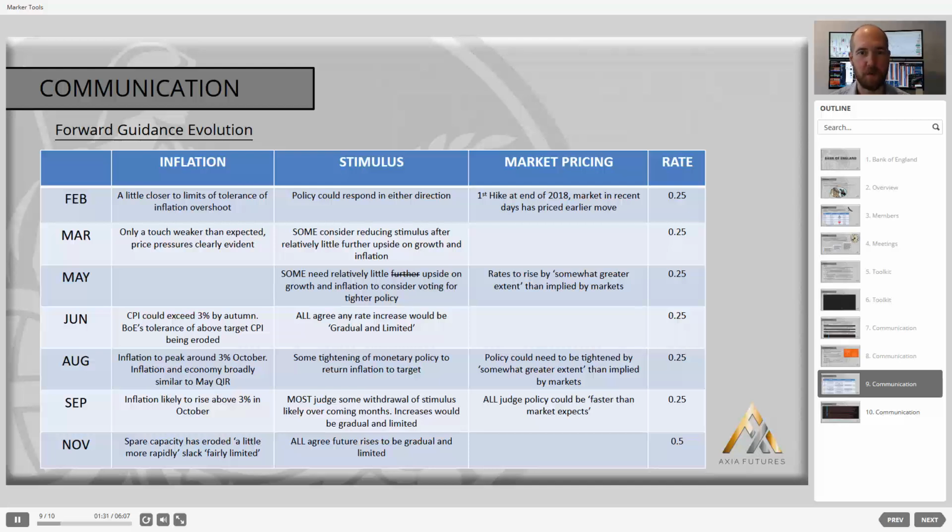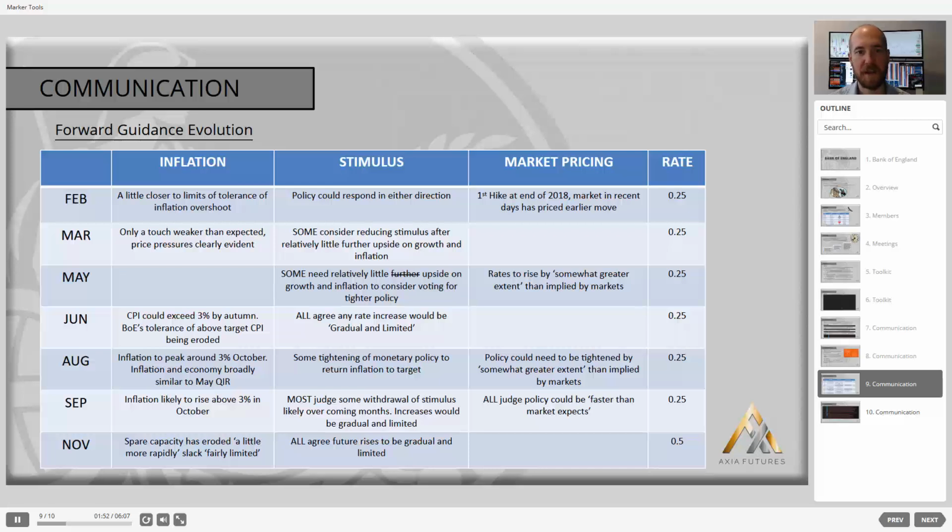This would be their forward guidance in a sense. That some people, not most and not all, so this is the sort of lower bound of strength in guidance from the Bank of England. No reference to market pricing, rates stay 0.25%. Come May, rates do stay 0.25% again.